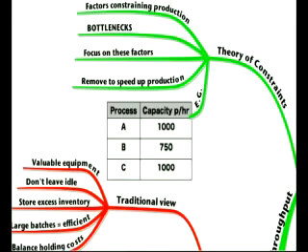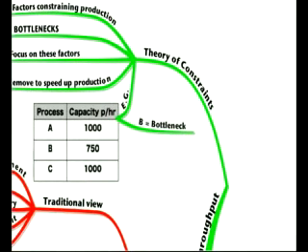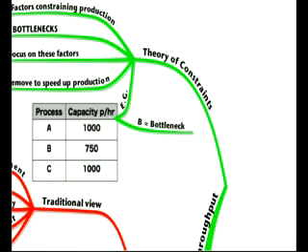So if you look at this little example, we have process A, B and C. A can produce 1,000 units per hour, B 750 units per hour and C 1,000 units per hour. So the factor constraining production here is process B, because no matter how many units go into it, so there's 1,000 coming out of A into B, it can only produce 750. So although C could produce 1,000, B can only give it 750 per hour, and therefore the maximum that the whole system can produce is 750 per hour. So process B is the bottleneck. So get used to identifying what the bottleneck process is.